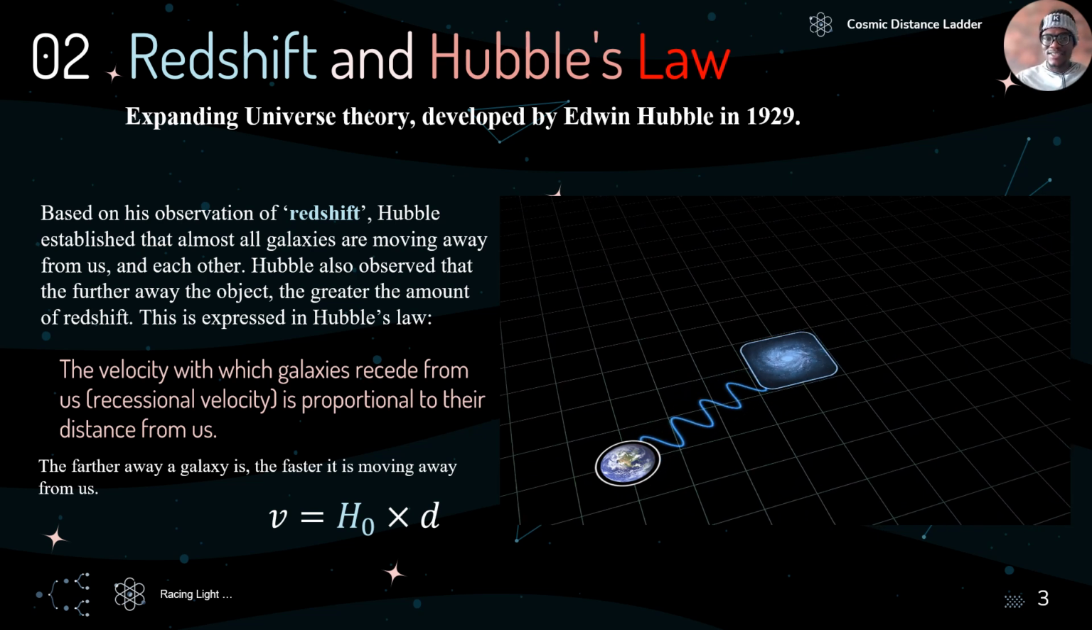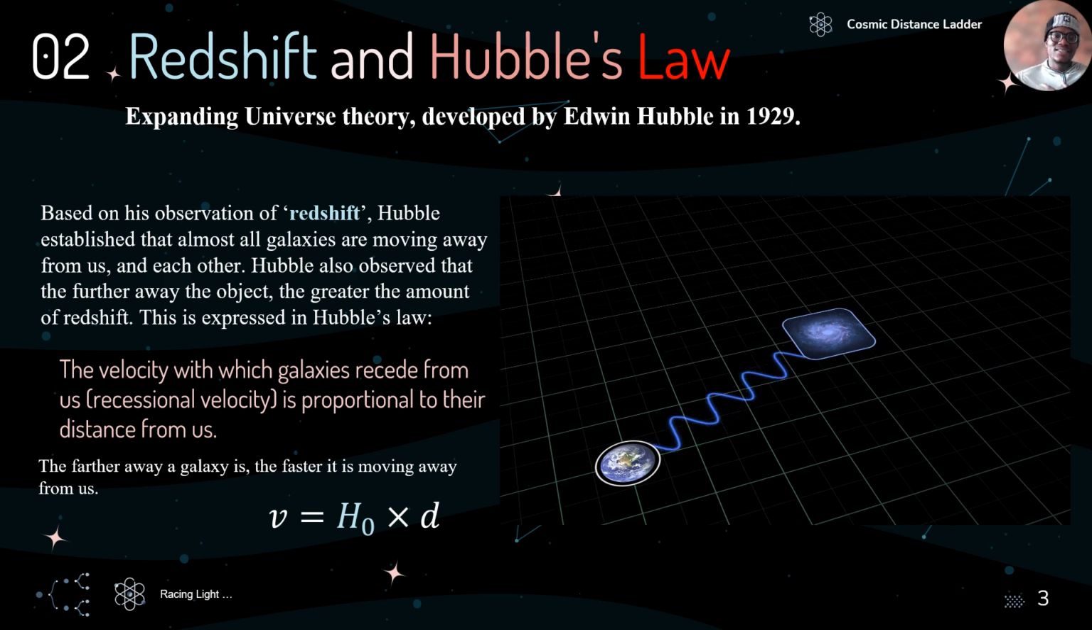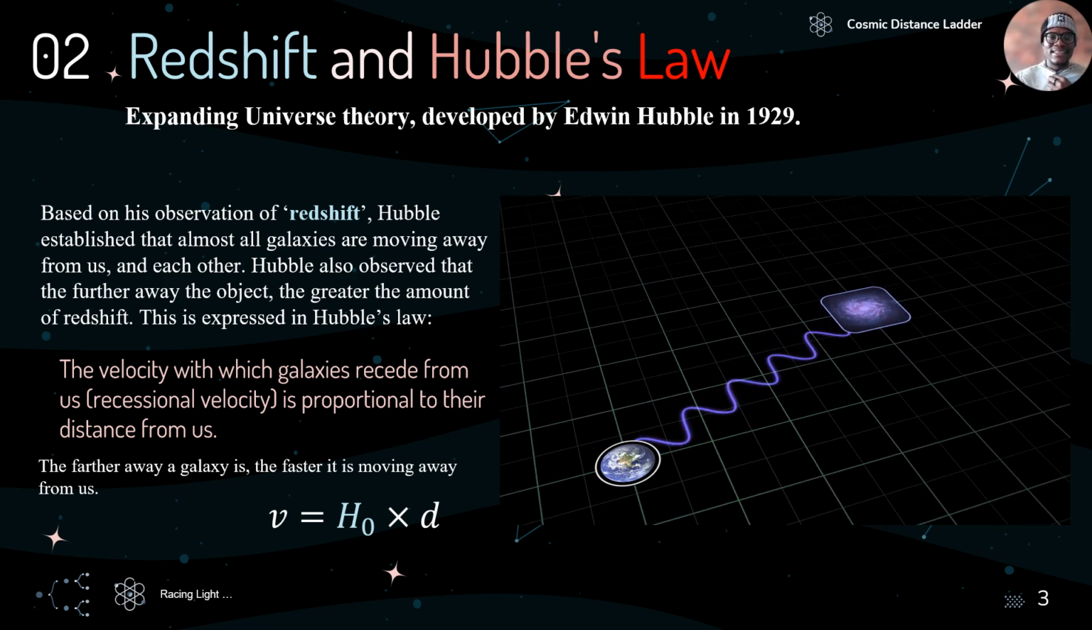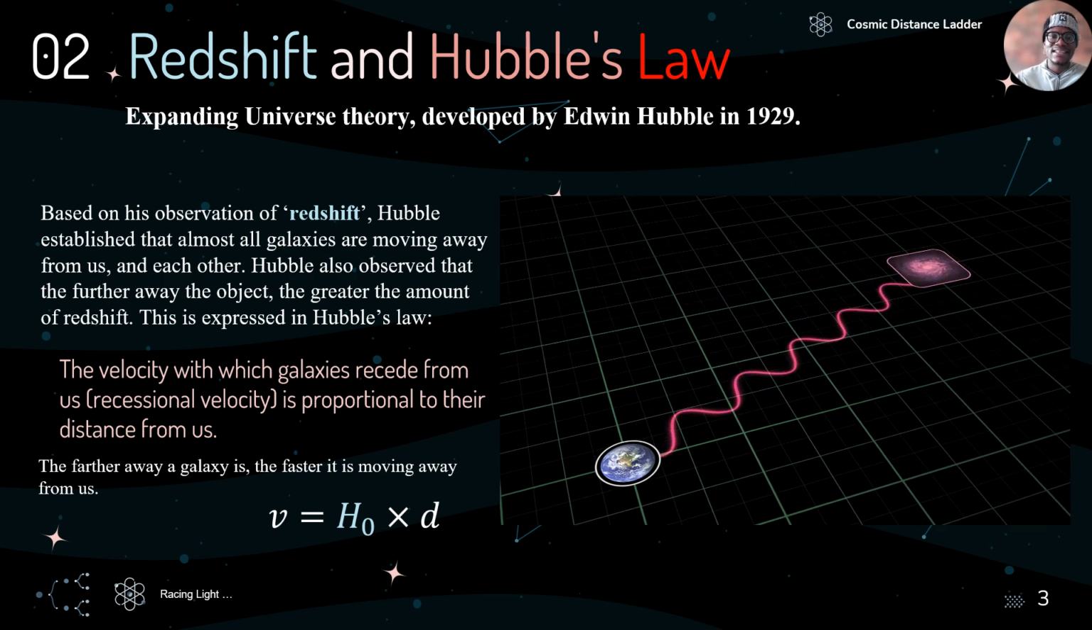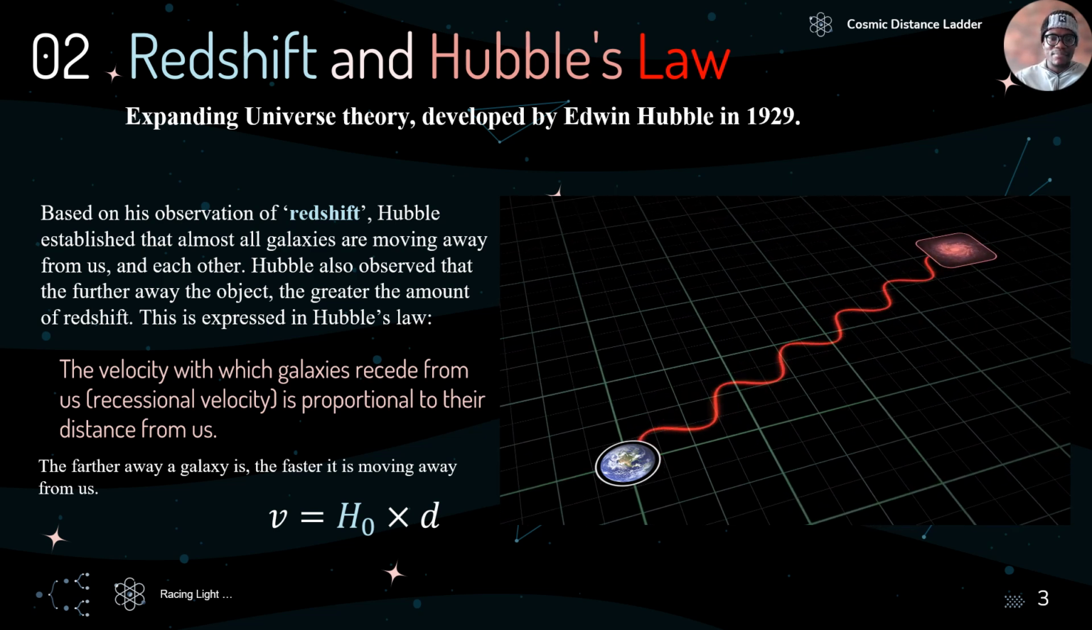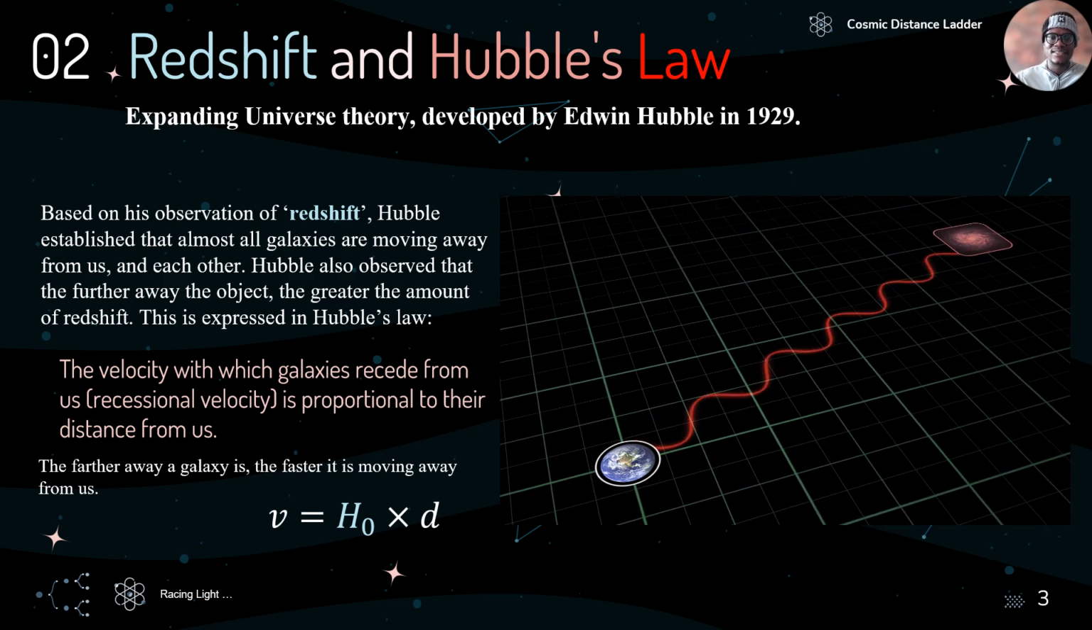This is seen in the equation V equals H naught times d, where V is the recessional velocity of the galaxy, and d is the distance or the cosmic distance to the galaxy. H naught is the Hubble constant.